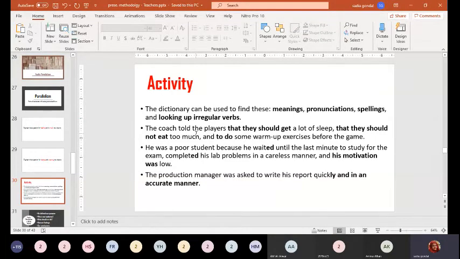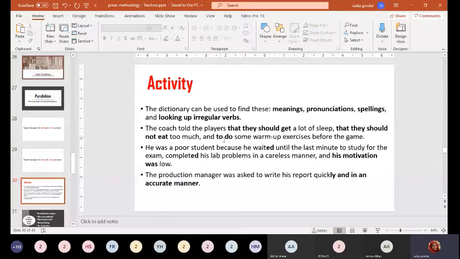Now let's talk about this one. The coach told the players they should get a lot of sleep, they should not eat too much, and to do some warm-up exercises. Now this one was attempted in a wrong manner by the majority of you. 90% of the students attempted this one incorrectly. It was very simple. If you are continuing with this structure, they should eat, then you should have continued with the same structure over here, that they should do some warm-up exercises.